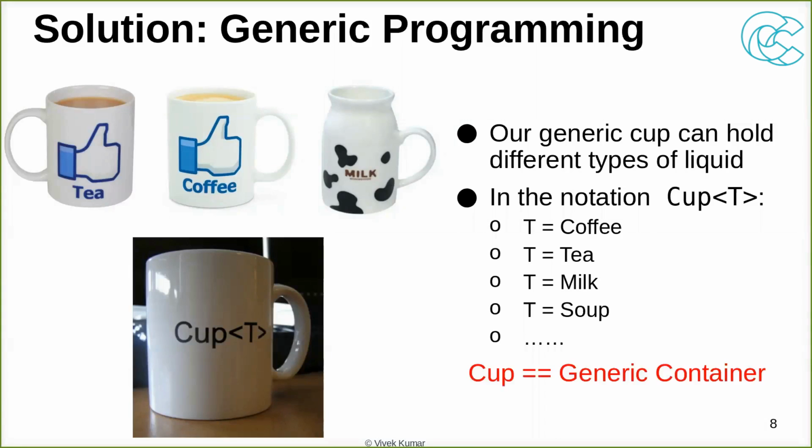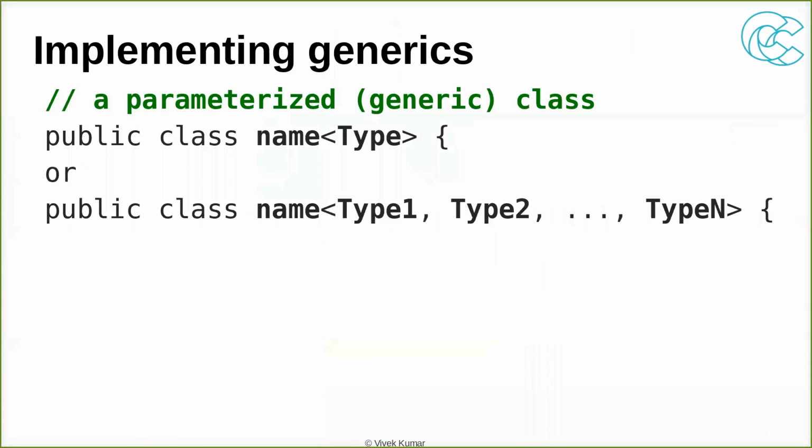Right? So Cup here is what is called a generic container. Implementing generics is pretty straightforward. You already know how to create a class and define it, right? So you do it the same way, except that you follow the name of the class with these angular brackets and the type. And there can also be multiple types. So this is a container that can hold multiple different types, or it can be of one type. We'll be looking at some examples of both cases.